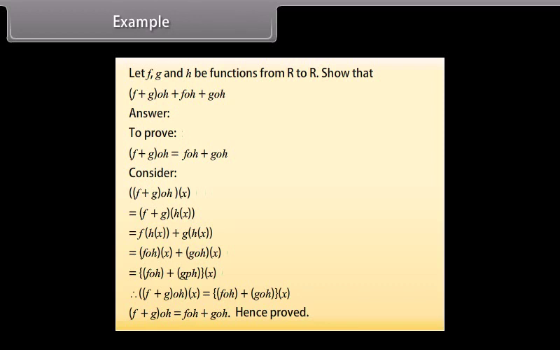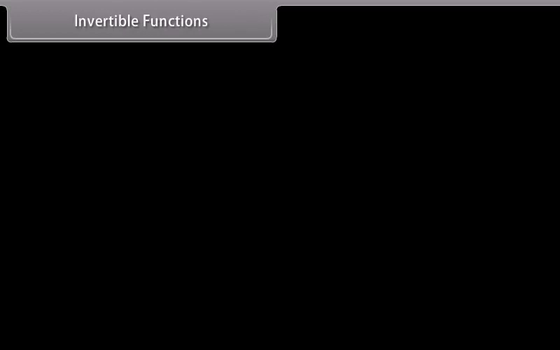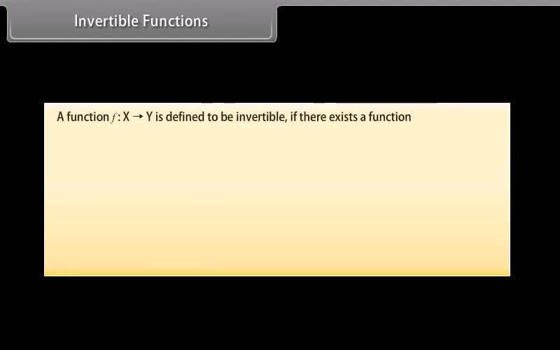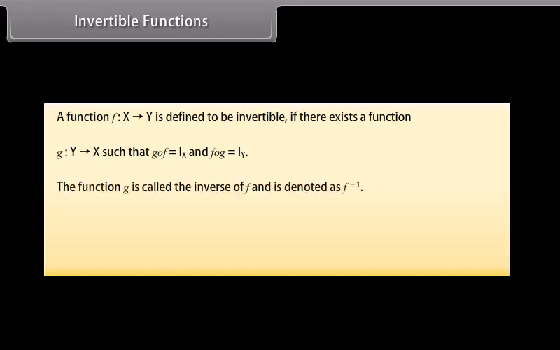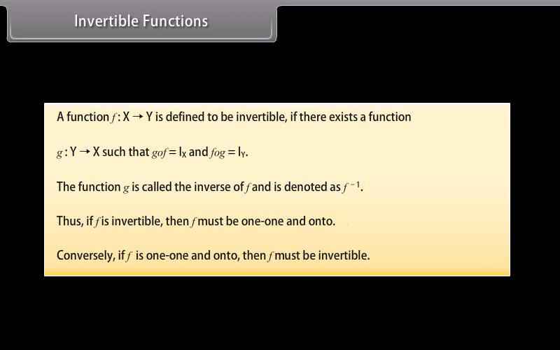Invertible functions. A function f from X to Y is defined to be invertible if there exists a function g from Y to X such that g of f is equal to I_X and f of g is equal to I_Y. The function g is called the inverse of f and is denoted as given. Thus, if f is invertible, then f must be 1-1 and onto. Conversely, if f is 1-1 and onto, then f must be invertible.